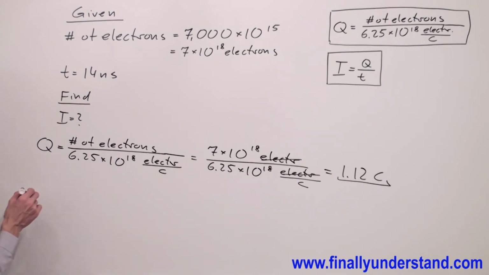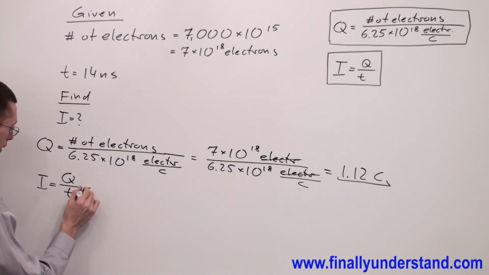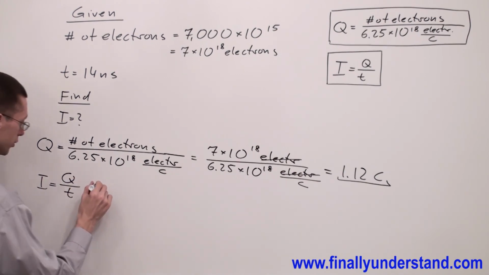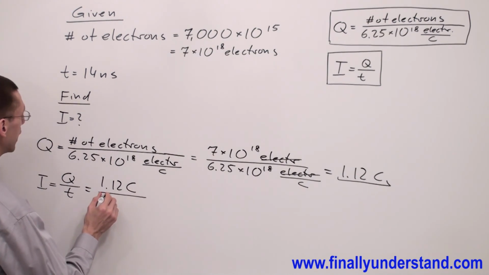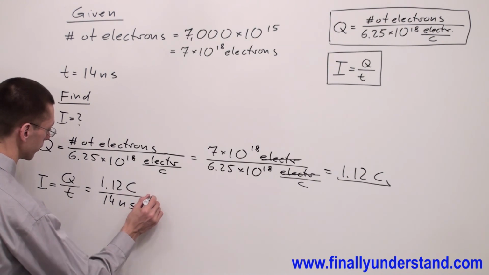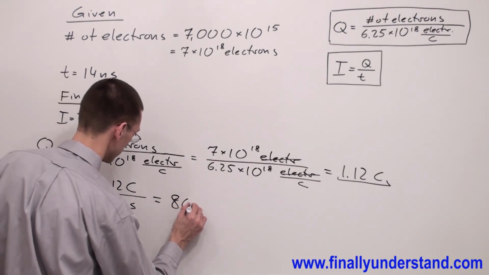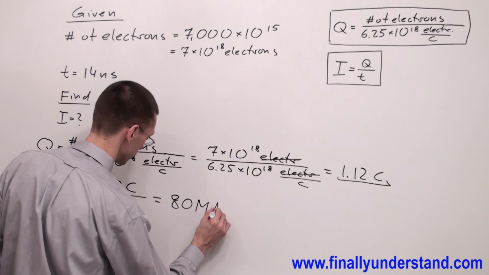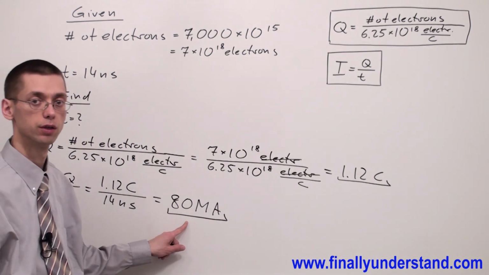Next, we're supposed to find the current. Formula for current says current is equal to charge over time, where the charge we found is 1.12 coulombs over time, 14 nanoseconds. 1.12 coulombs divided by 14 nanoseconds gives you 80 mega amps. This is pretty high current. And this is the solution to my problem.